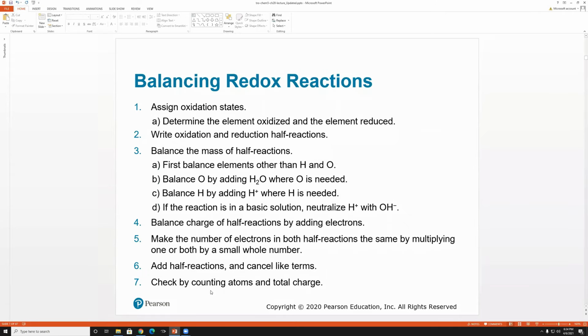So we can balance these redox reactions. Balancing redox reactions is a little bit different than balancing our normal reactions. First we need to assign oxidation states and determine what's being oxidized and what's being reduced. Then we need to write our oxidation and reduction half reactions. We need to balance them by adding oxygen in the form of water, then adding hydrogen, and if it's in a basic solution, we neutralize with OH, but that'll be specified. Then we need to balance the charges by multiplying, and then add them up.